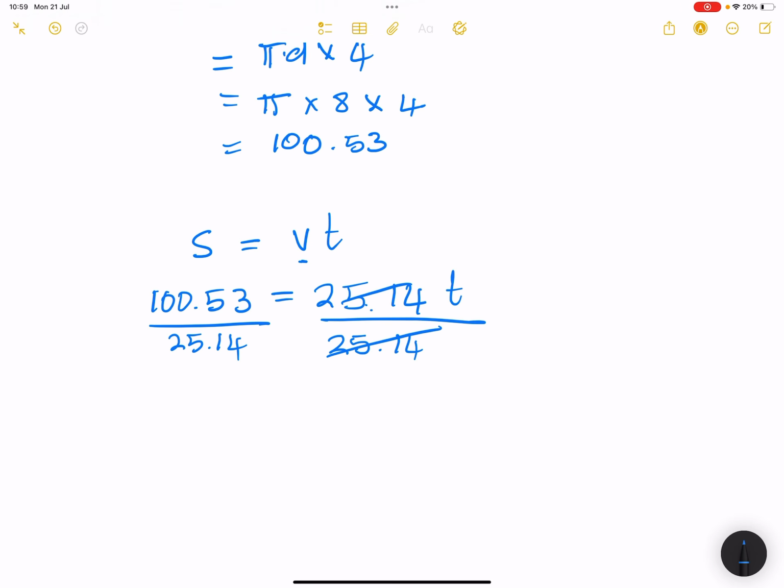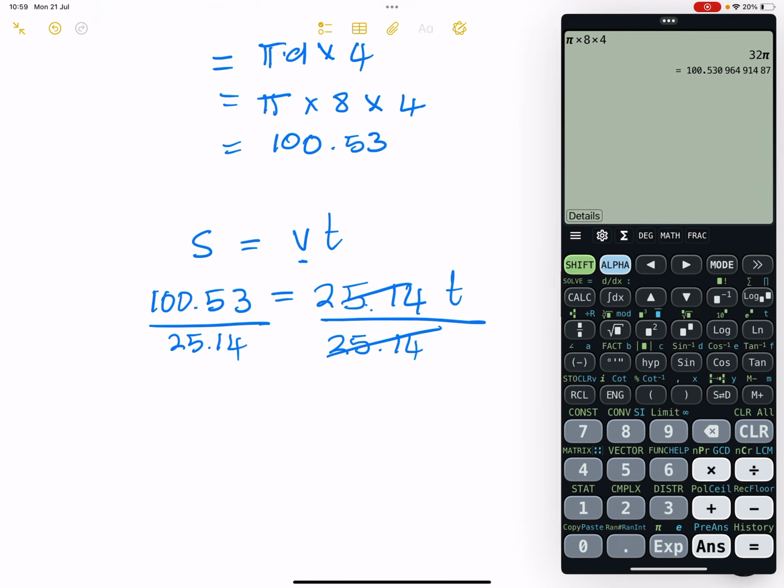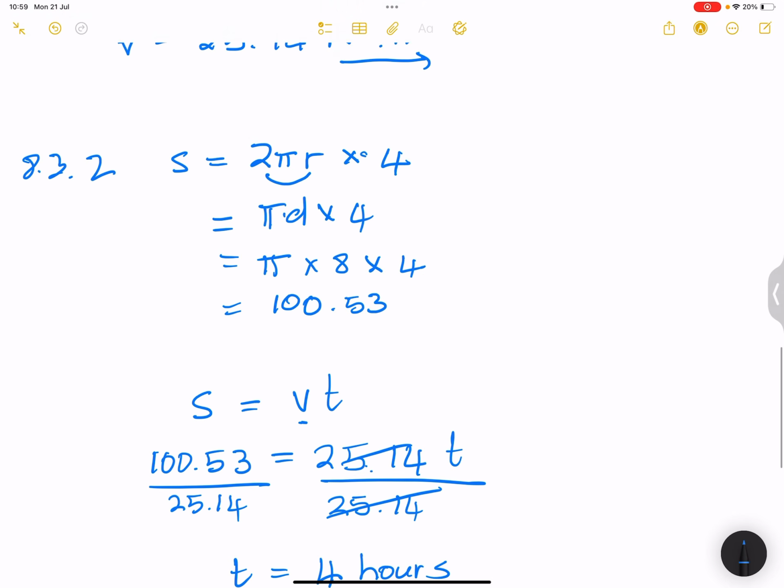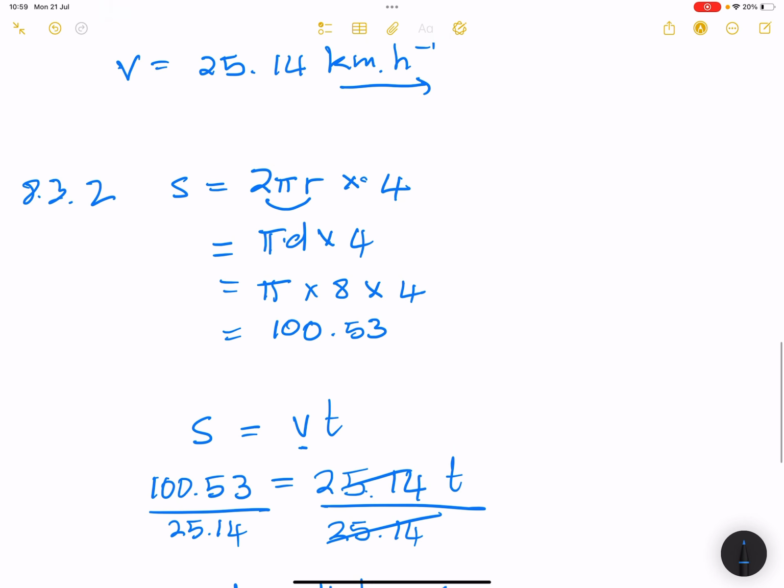All right, and what is that going to be? So that's divided by 25.14. That's in kilometers per hour. And I get a time of 3.998. I mean, we can already say that's approximately 4 hours. Okay, so that's how long it will take to complete 4 revolutions in this case.